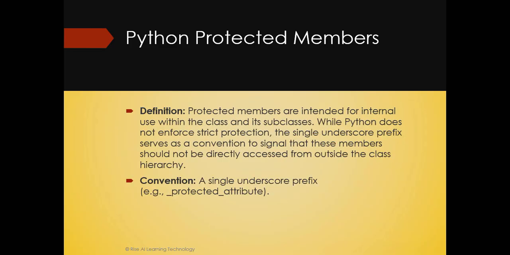When I say protected, protected members are intended for internal use. If it's protected or even private, I can still use it within my class and its subclasses. While Python does not enforce strict protection, so this is another point here: there is no strict protection. If you still want to use it, you can use it by adding the underscore in front of that. There is no strict enforcement. Once I say that it can be used by myself or my subclass, that is not 100% true.